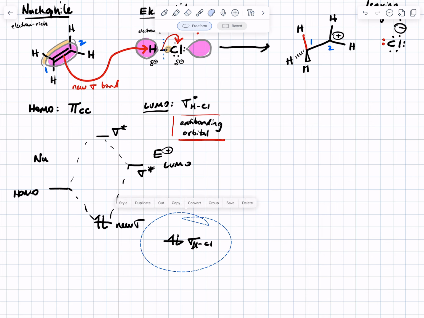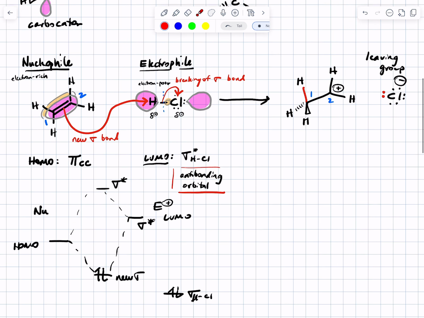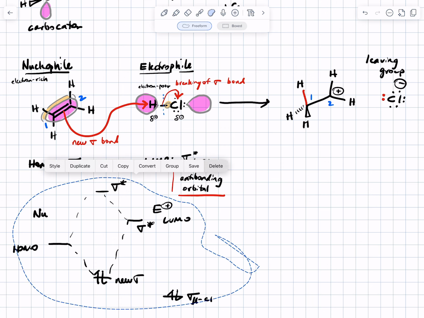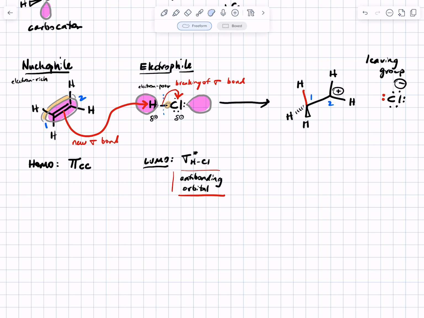So the electrons from the HCl bond become a lone pair on chlorine. The electrons from the pi bond become this new sigma bond. Yeah? So in the product, is carbon-2 a carbocation? Carbon, in the product, carbon-2 is a carbocation. Good. So what did that essentially create, the anti-carbon or LUMO?